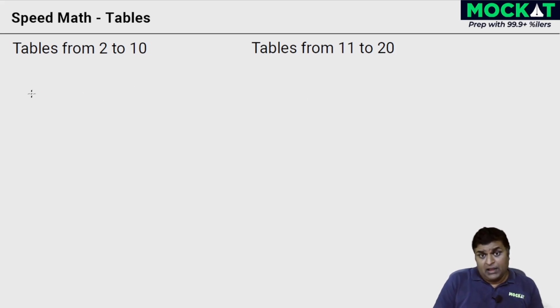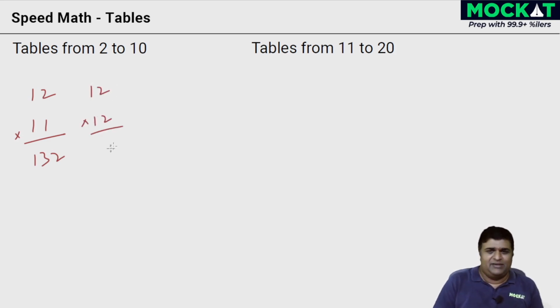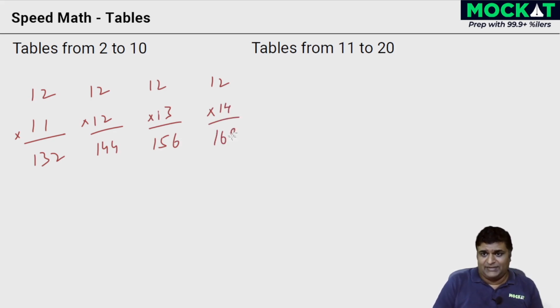So back to this, a few other multiplication tables which I need you to know. 12 into 11, that's going to be 132. Now these are going to be 2-digit into 2-digit. 12 12s are 12 squared, almost all of you would know it. 12 into 13, let me write that clearly, is going to be 156. 12 into 14 is going to be 168.